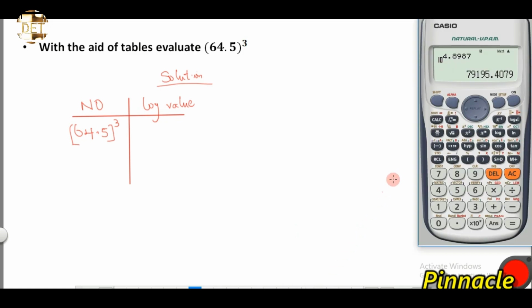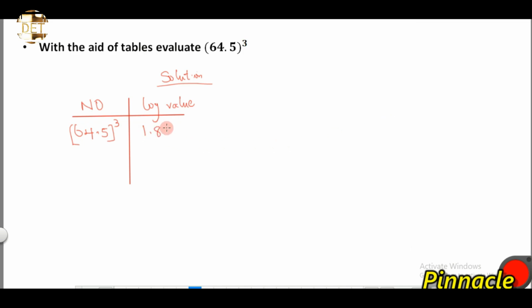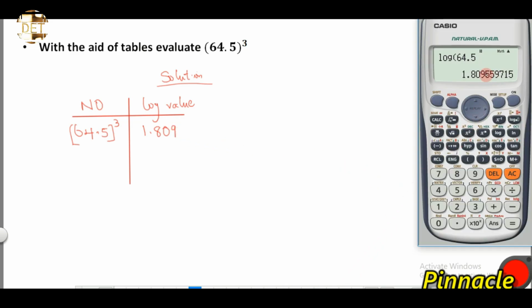What I would want to do next is to look for the log value of 64.5. So I'll bring out my calculator and I will press log 64.5. So log 64.5 is equal to 1.8095. This is approximately 1.8096. I'll round up this 5 to 1 and add it to this 5 to make it 6. So this is 1.8096.